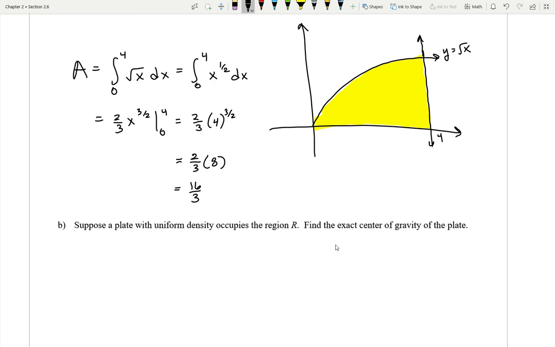Now to find my actual center of gravity, I'm going to compute those two integrals. First one being my x bar integral. So remember, this is going to be 1 over the area, or the reciprocal of the area fraction that I got. And then I'm going to be integrating from 0 to 4, and it's going to be x times square root of x. Now again, I'm going to do a little bit of algebra here to simplify this before I attempt to integrate. I'm going to rewrite this as x to the power of 3/2 and then continue to integrate.